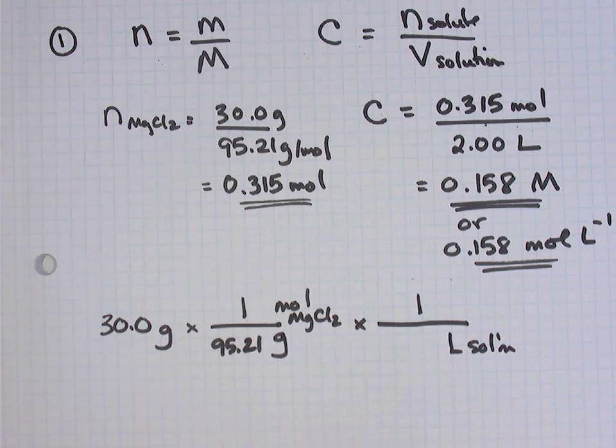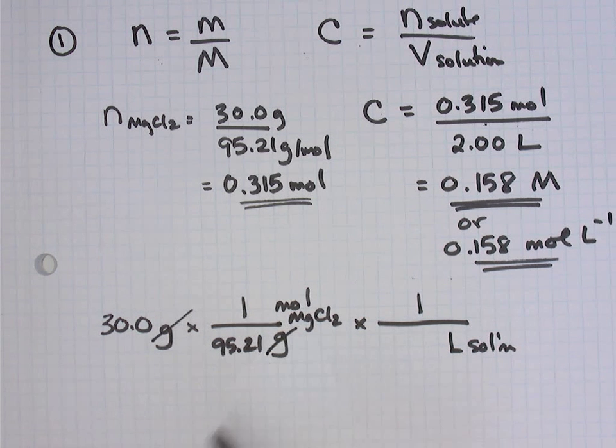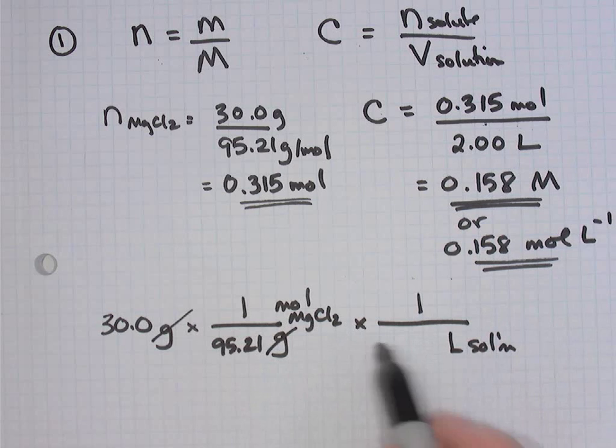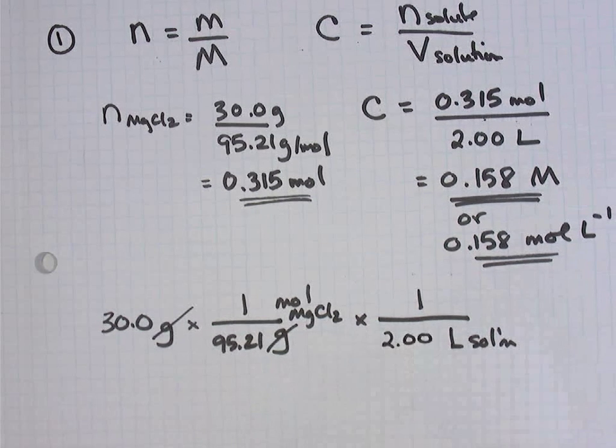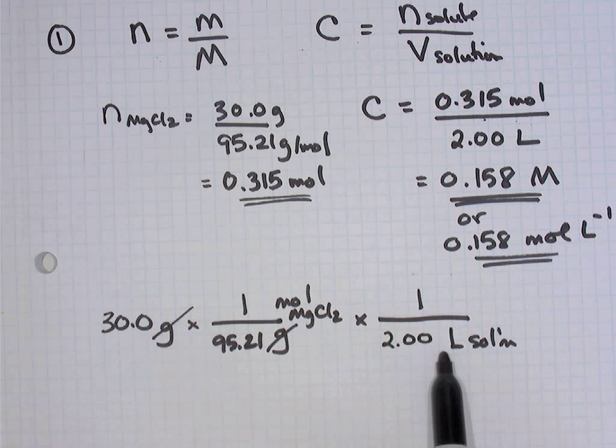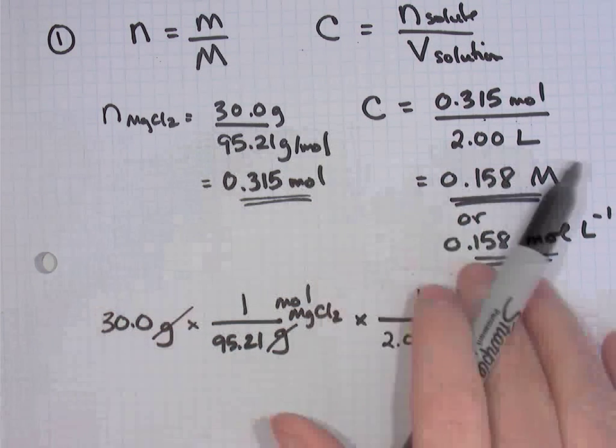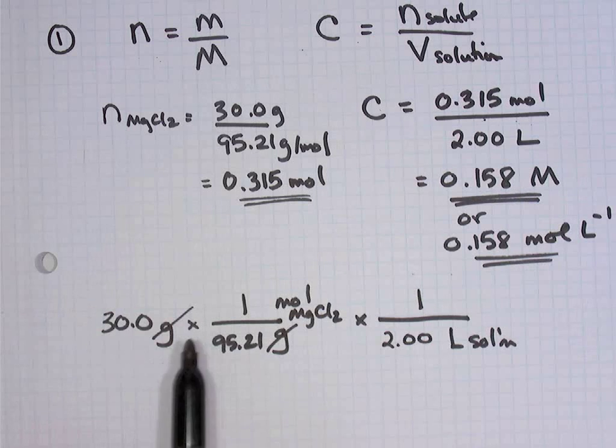I'm not actually wanting to put any new units there. So my grams cancel, and I'm left with moles per liter. And there were 2.00 liters of solution. If you compare what I'm going to do here on my calculator to what we just did above, you'll notice we're doing the same thing.